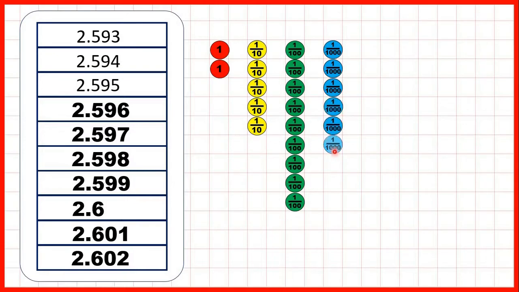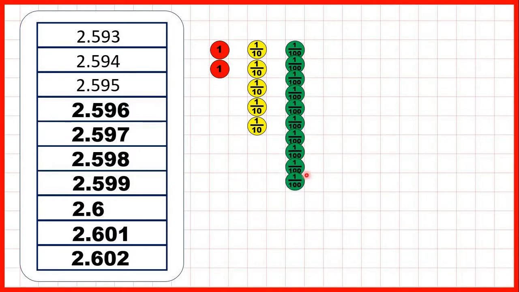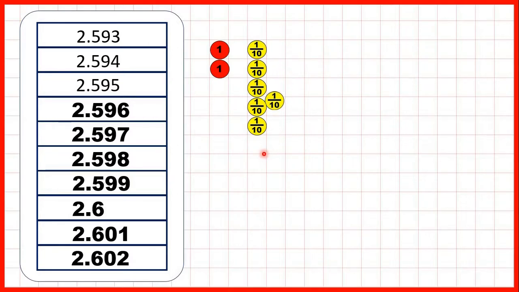If we keep on counting in thousandths until we get 10 thousandths, we can exchange those 10 thousandths for 1/100th. But now, doing that means that we have 10 hundredths counters, and 10 hundredths is the same as 1/10th. So now we have 2 wholes and 6 tenths, or 2.6. Then we keep on counting in thousandths, so we need to make sure that we have this 0 in our hundredths, and in the end we got to 2.602, so 2 wholes, 6 tenths, no hundredths, and 2 thousandths.